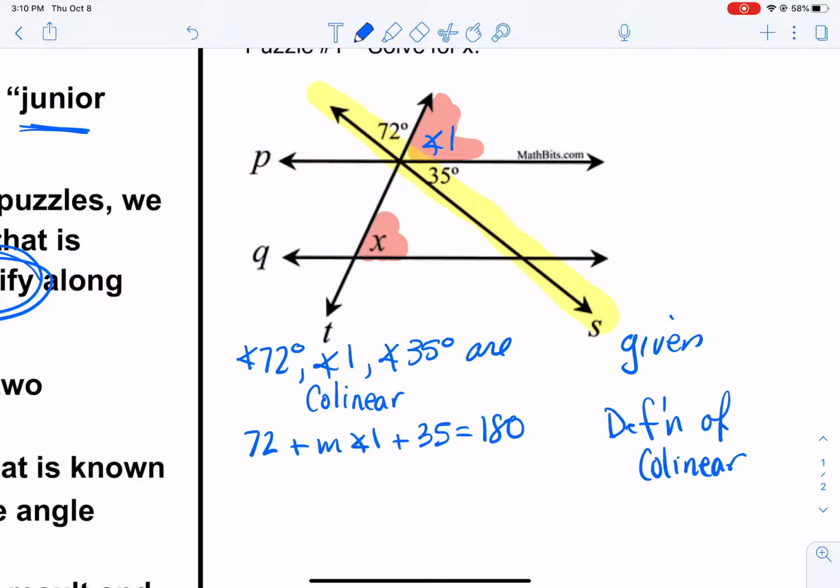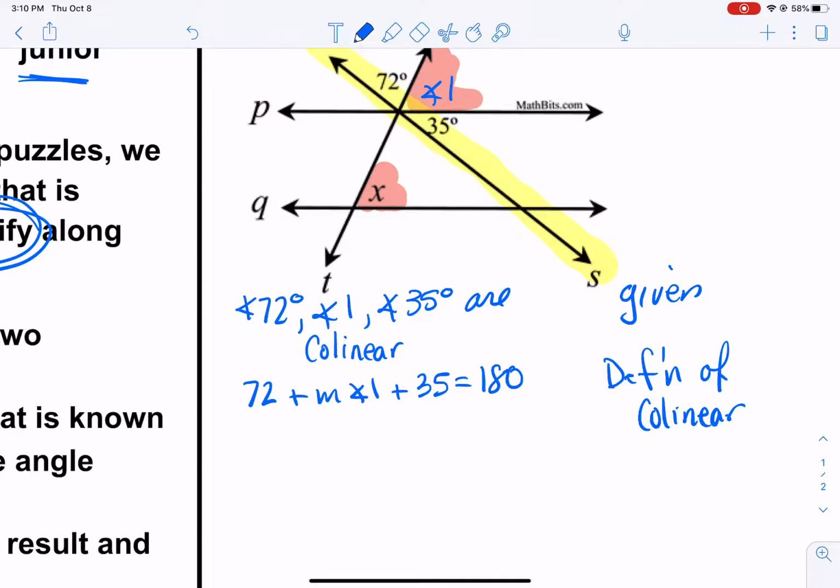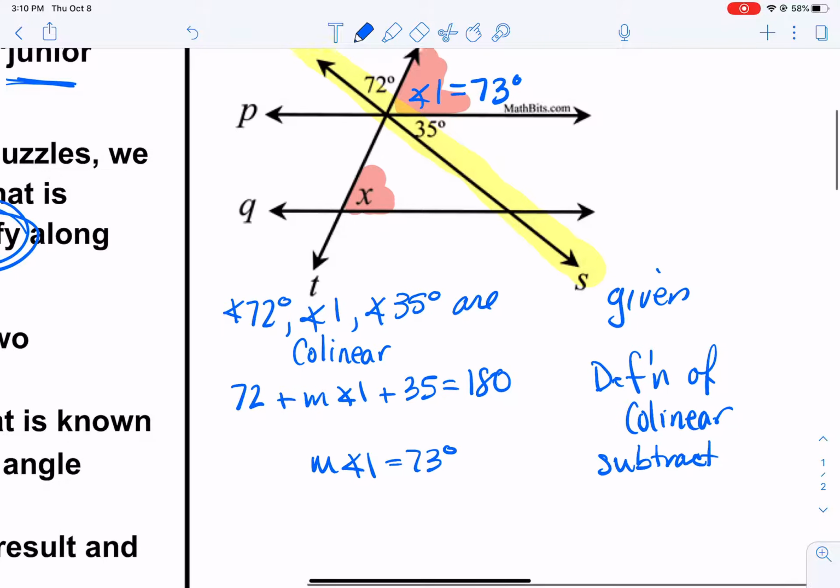Collinear came from the vocabulary words that we gave when we started this unit, and it also came from the first day of notes that we started angle relationships. So now I can tell you that the measure of angle 1 equals 73 degrees, and I get that by subtracting. So 180 minus 35 minus 72 equals 73 degrees. So now go back up here to our picture and write that the measure of angle 1 is 73 degrees.